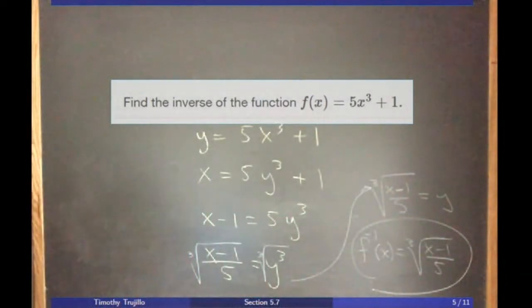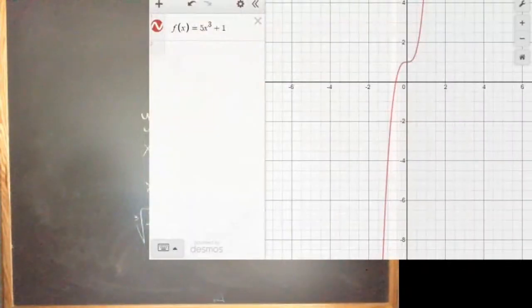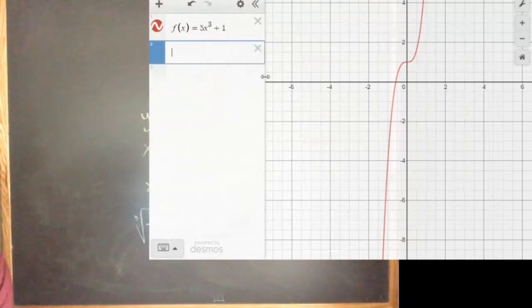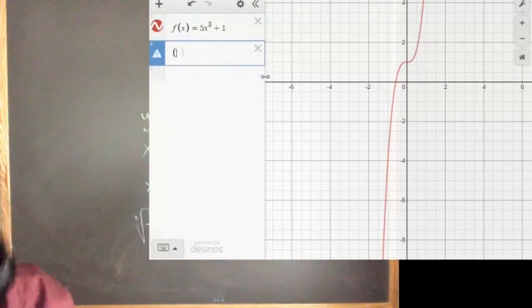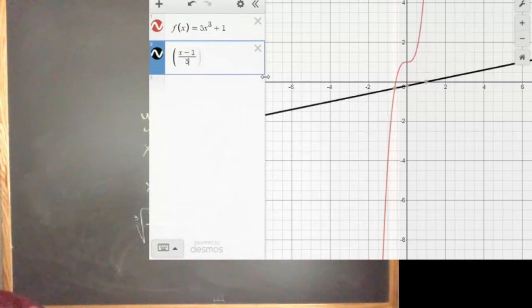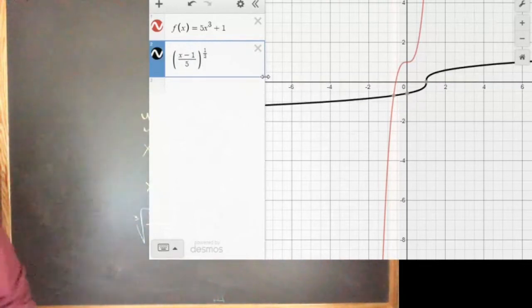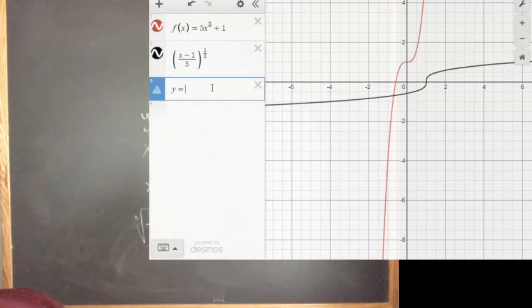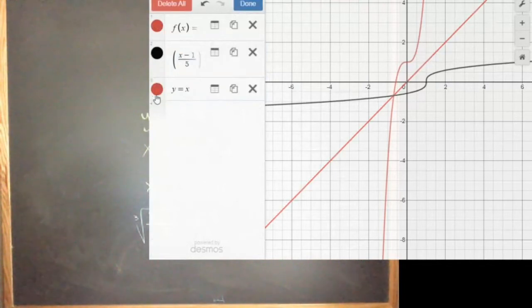And then again, you can always go through and graph this so that you can look at whether or not the inverse is what you expected. So here, let's look at the cube root of this expression. So that's going to be x minus 1 divided by 5. And then just remember, the cube root is the same thing as the power of 1/3. And here you can see that function there in black. And again, I'll put in that line y equals x and draw it as a dotted line for you.